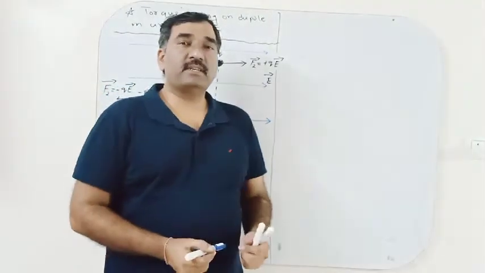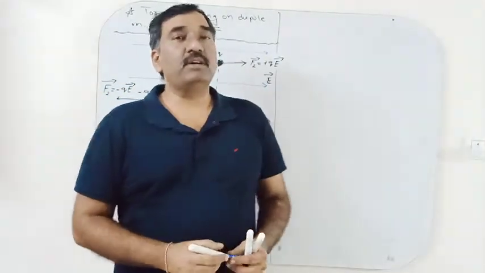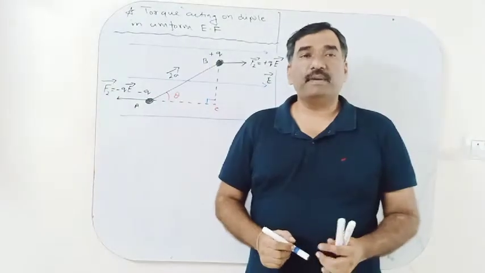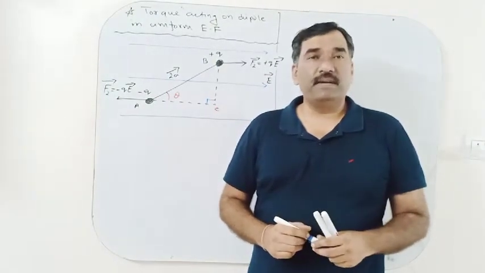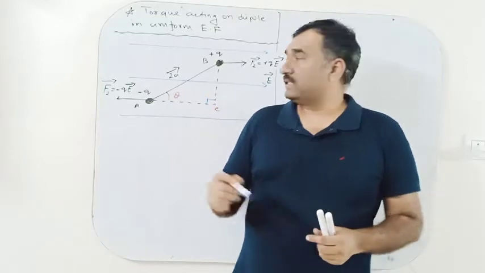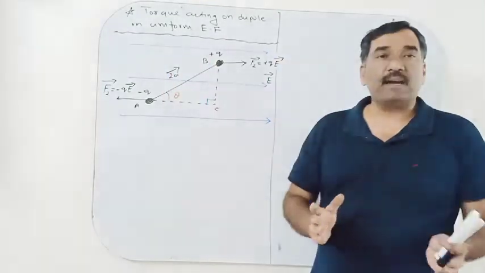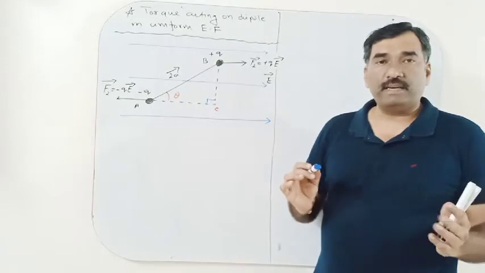Okay, dear students, in this lecture we are going to study the torque acting on an electric dipole when it is placed in a uniform electric field. But what is a uniform electric field? An electric field in which the field lines are equidistant and parallel to each other is known as a uniform electric field.